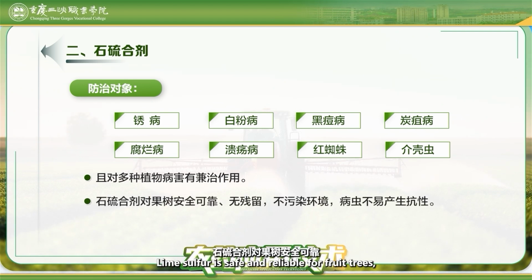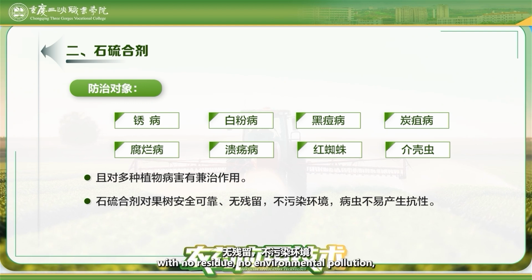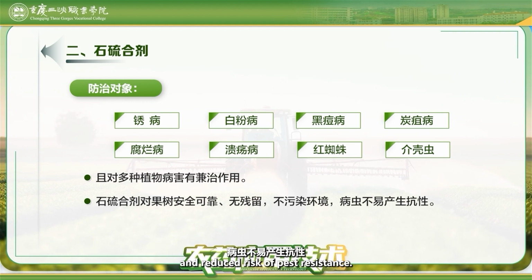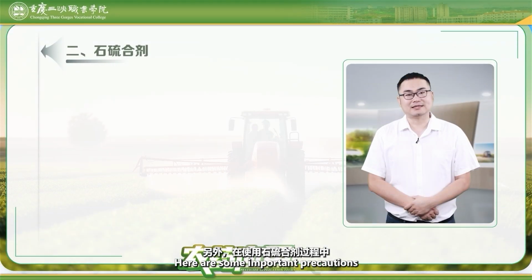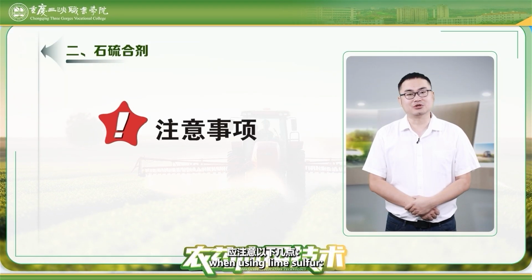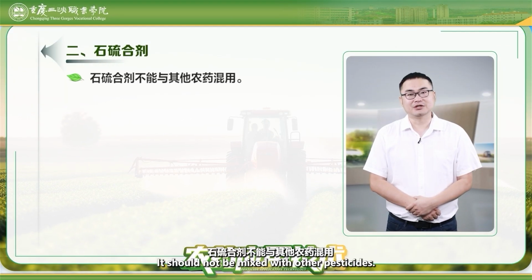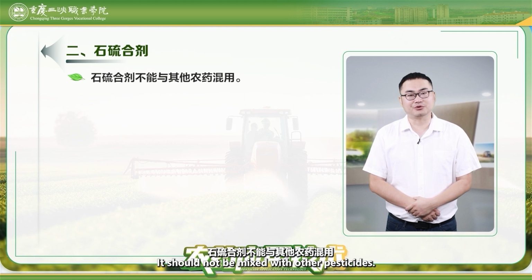Lime sulfur is safe and reliable for fruit trees, with no residue, no environmental pollution, and reduced risk of pest resistance. Here are some important precautions when using lime sulfur. It should not be mixed with other pesticides.